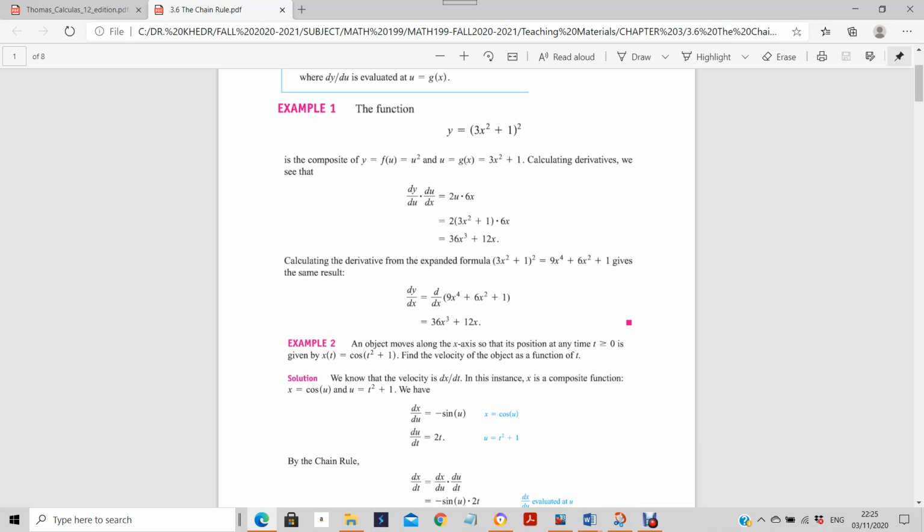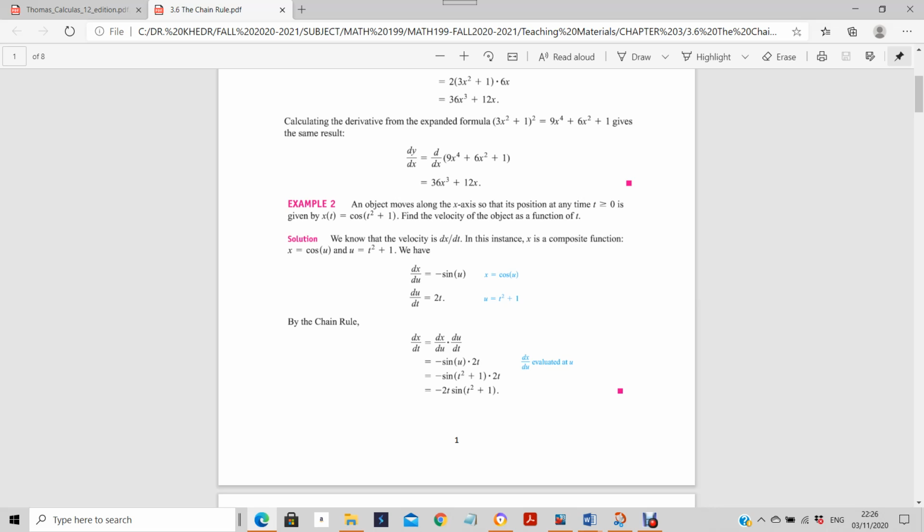Here is another way of finding the derivative without using the chain rule. If you expand this bracket, means if you multiply this bracket by itself, you will get this expression, which is 9x to the power of 4 plus 6x squared plus 1. If you differentiate now y with respect to x, you will get the same answer, that is 36x to the power of 3 plus 12x. Okay.